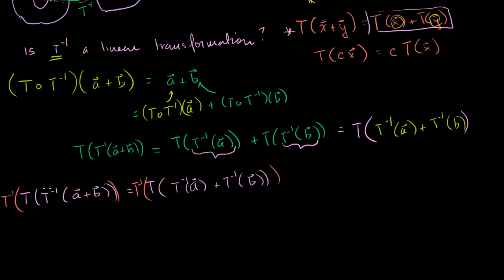So what is this thing on the left-hand side? What is this? This is the composition. Let me write it this way. This is the composition of T inverse with T, that part, applied to this thing right here.